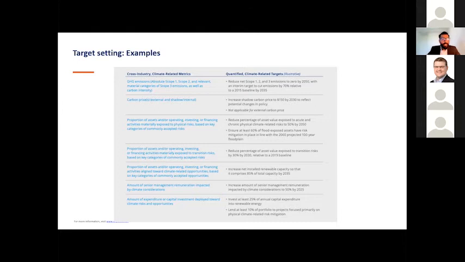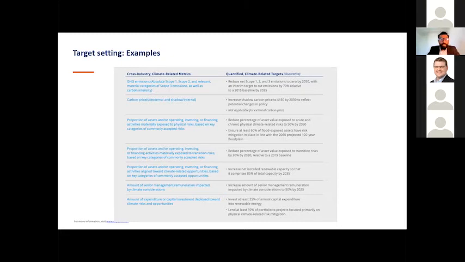So this next slide is showing you some good examples of how to translate your metrics into targets. So here on the left-hand side, it's showing you the metrics. So for example, your greenhouse gas emissions, talking about scope 1, scope 2, scope 3 from absolute. And then how can that be translated into a target? So the target here would be to reduce your net scope 1, scope 2, and scope 3 emissions to 0 by 2050, with interim targets to cut emissions by 70% as an example.